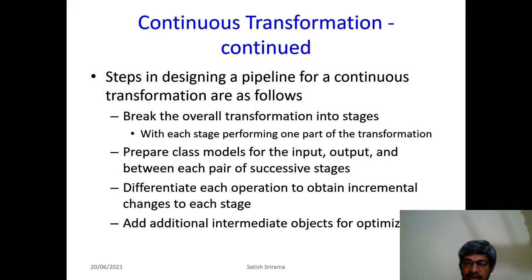An object moving, for example, you don't want to completely render it again. Probably you want to move or rotate it or something. Of course, for doing these sorts of optimizations, you may have to add additional intermediate objects. That also has to be taken care of. That's about this sort of continuous transformation.